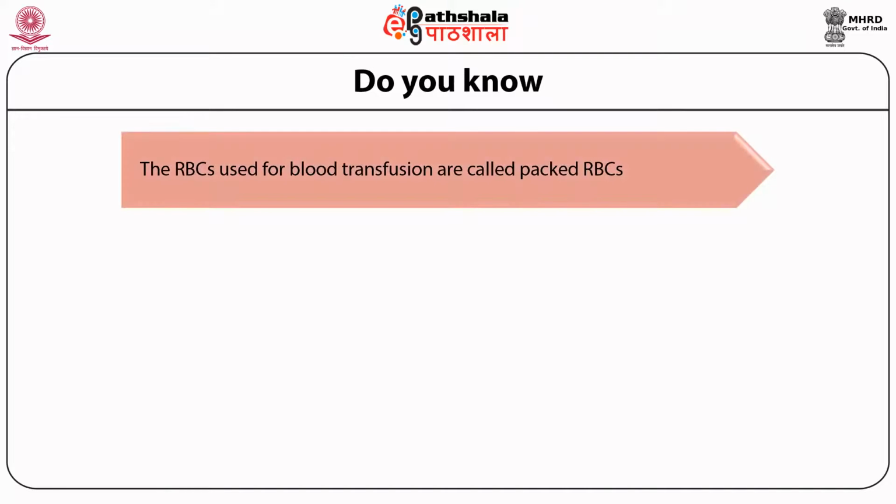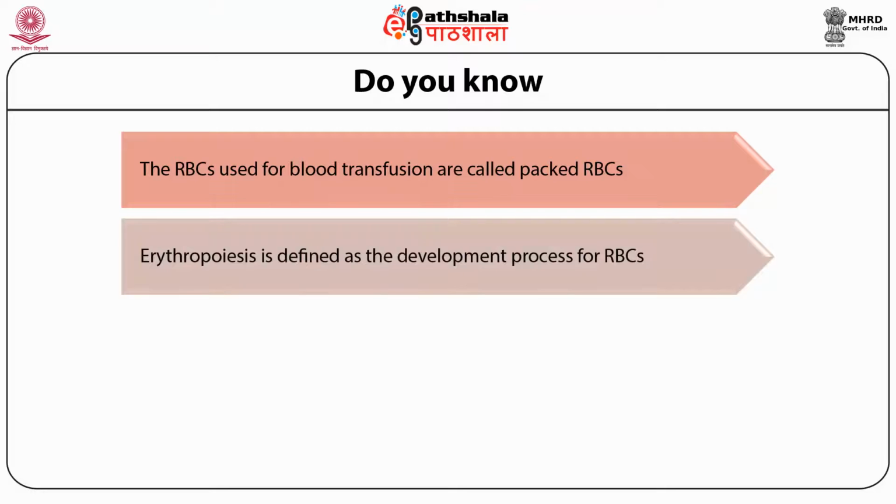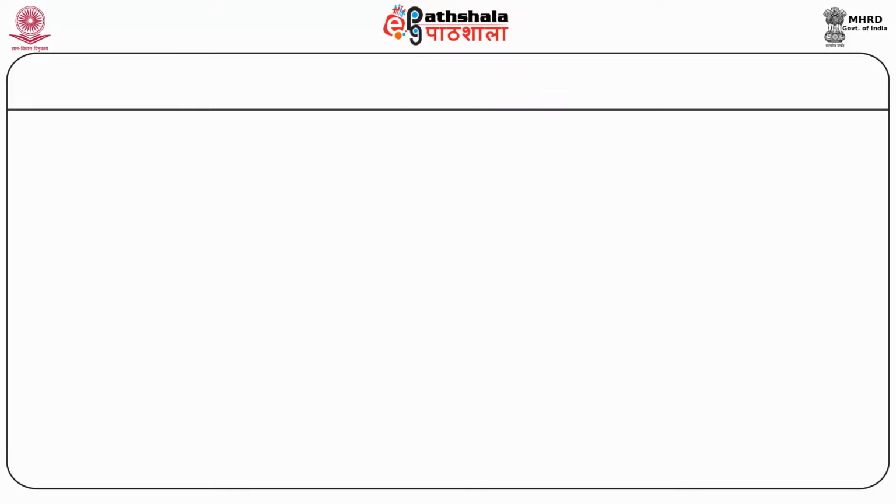The RBCs used for blood transfusions are known as packed RBCs. The RBCs are evaluated on the basis of hematocrit value. The generation of RBCs is called erythropoiesis. That means generation of new RBCs. The RBCs are born in bone marrow and mature there only.